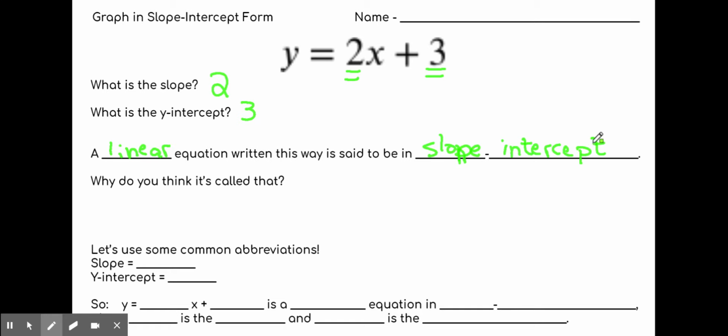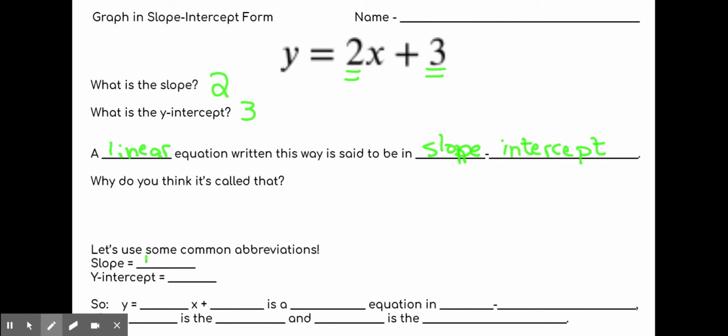Now, why do you think this form is called slope-intercept form? Could it be because it tells us the slope of the line and the y-intercept? Sometimes things in math make sense. Okay, so let's use some common abbreviations. These are things that you will see that are used for slope and y-intercept. They may not make a whole lot of sense, but this is what is used, okay?